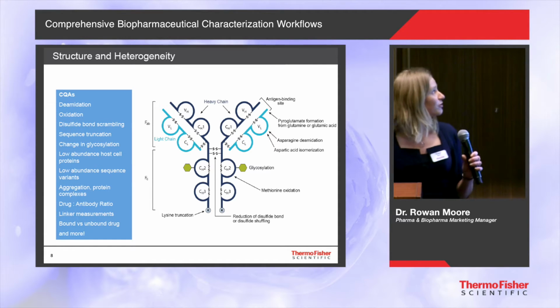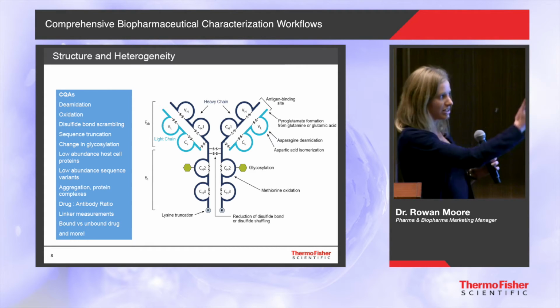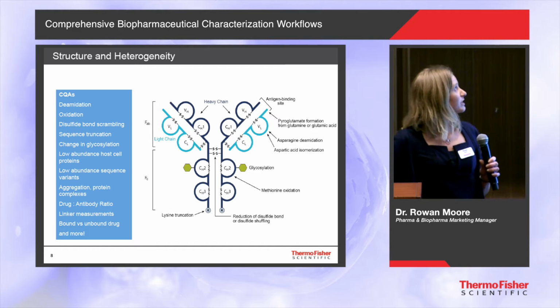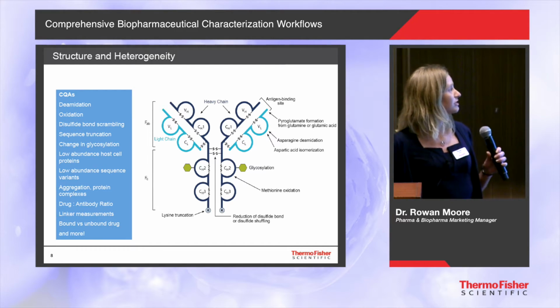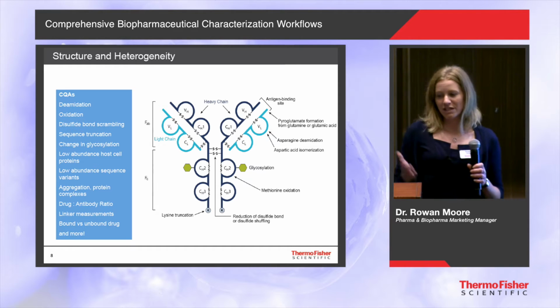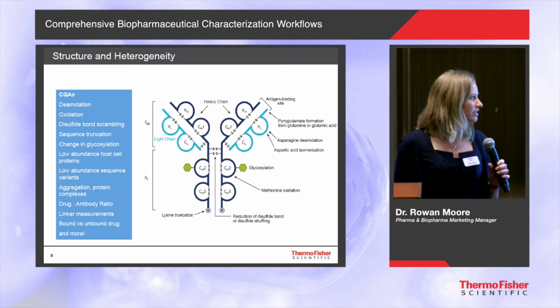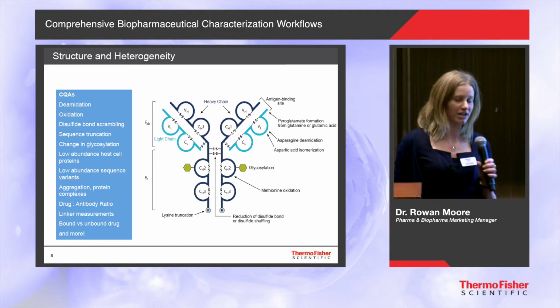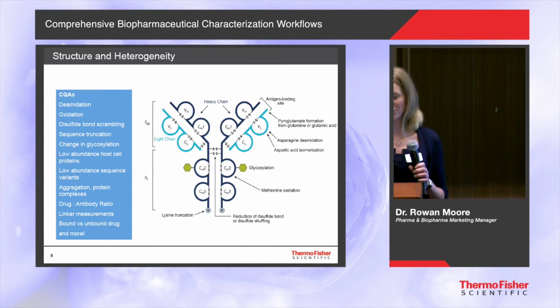So some of the most common critical quality attributes that are monitored in a biotherapeutic monoclonal antibody-based drug, as we can see here, are things such as deamidation of asparagine and glutamine residues, oxidation. We need to characterize exactly the position of the disulfide bonds and ensure that this doesn't change. Glycosylation is one of the most heavily regulated areas due to the fact that the glycans which are attached to the protein can dictate its half-life and also how immunogenic the protein is.